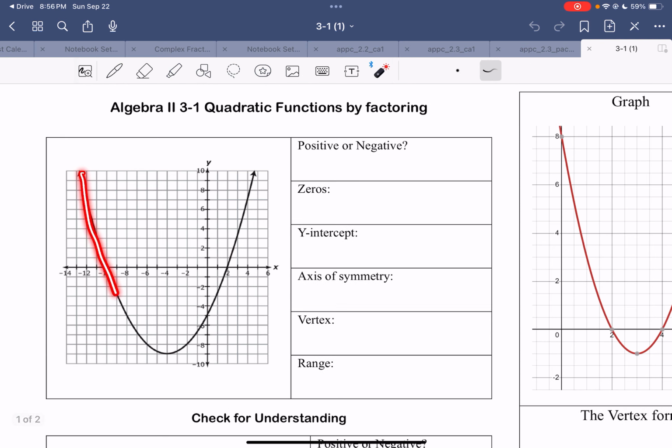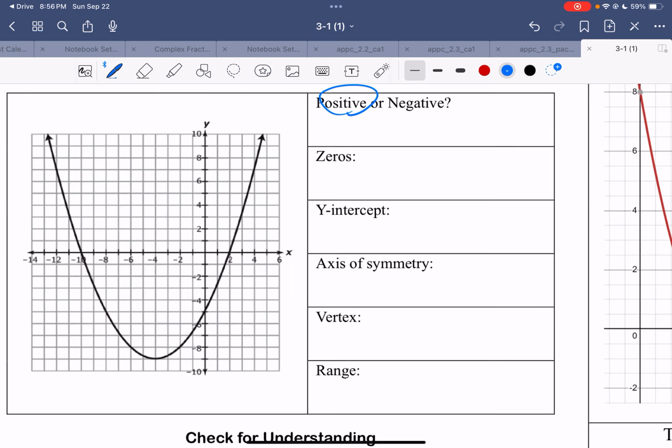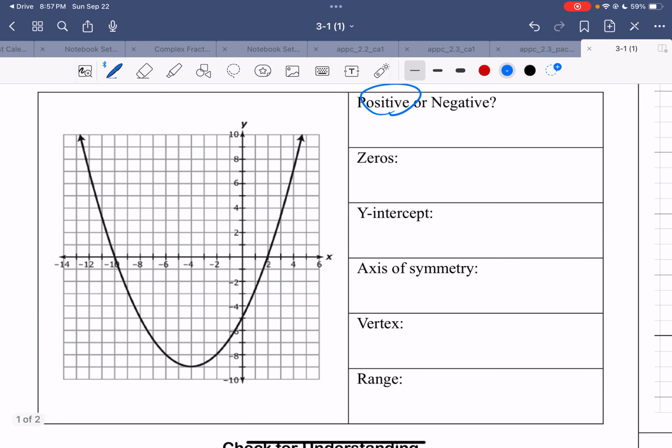So let's look at this graph. It's a quadratic graph with a parabola that is going up. And do you see this one is going up? Therefore, we call this one positive graph. And next one, they're asking for zeros. Another name for zeros are solutions, and I see two solutions, one at -10 and the other one at 2. So these are the x-intercepts.